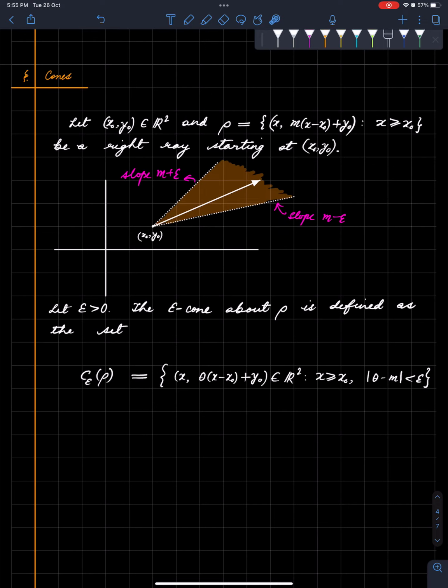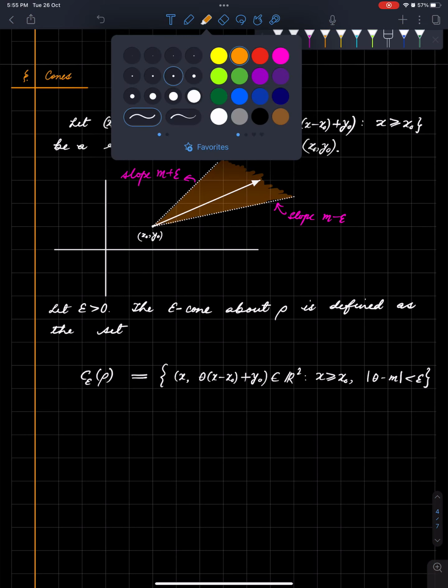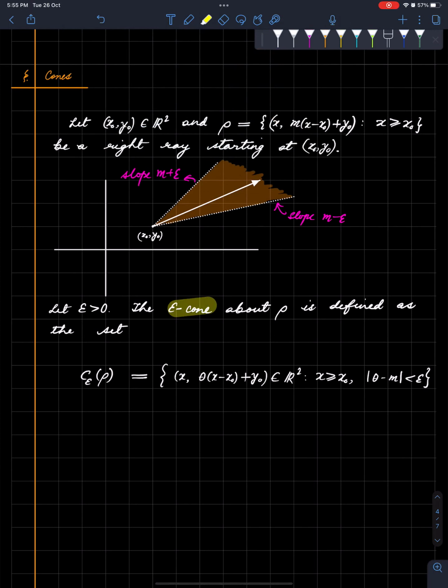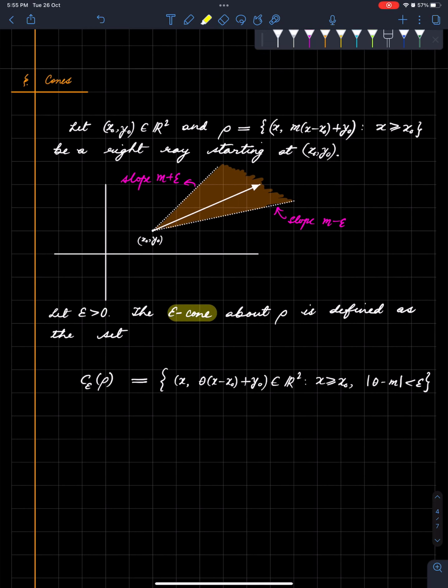Okay, so these are epsilon cones. Okay, so this is not the epsilon cone. This is the epsilon cone. Yeah, fine. This is the epsilon cone about a given ray. So you can similarly define epsilon cones about left rays. You can easily manage that. Okay.